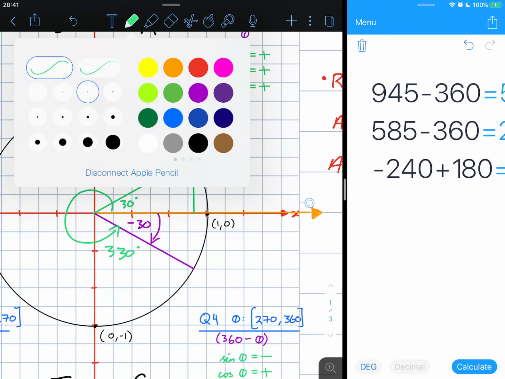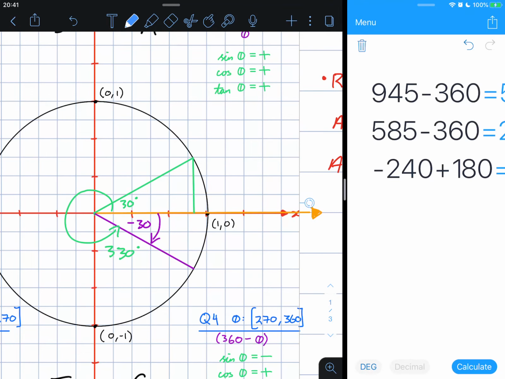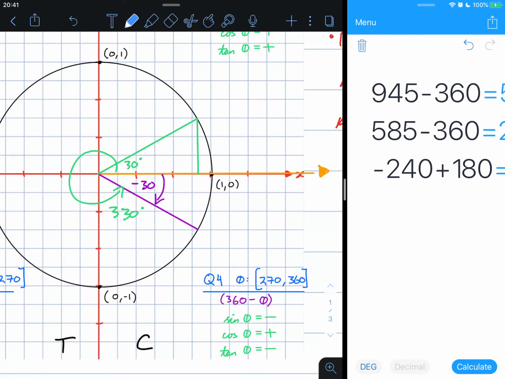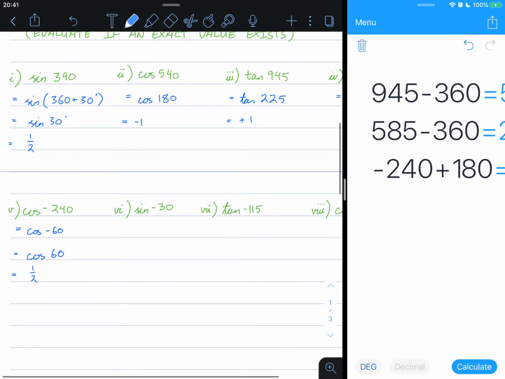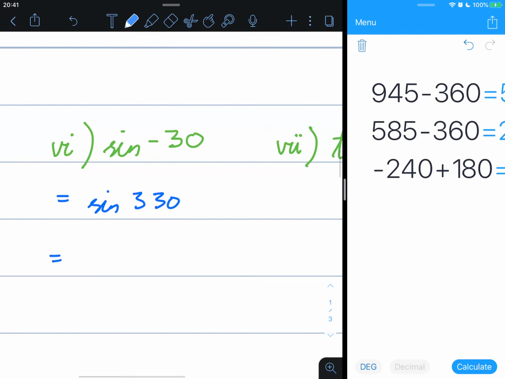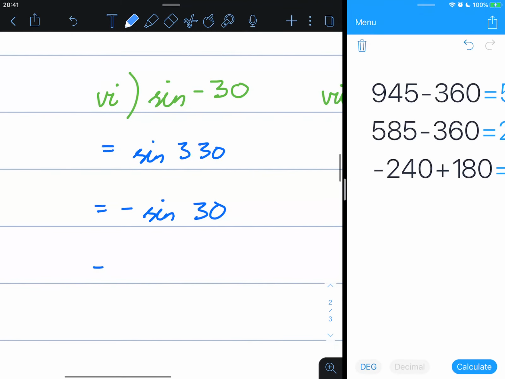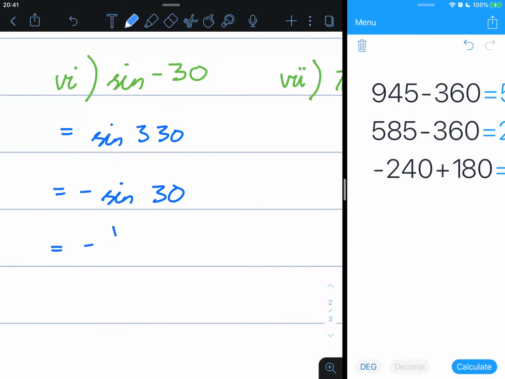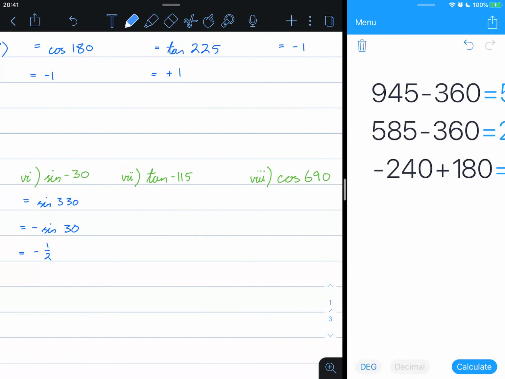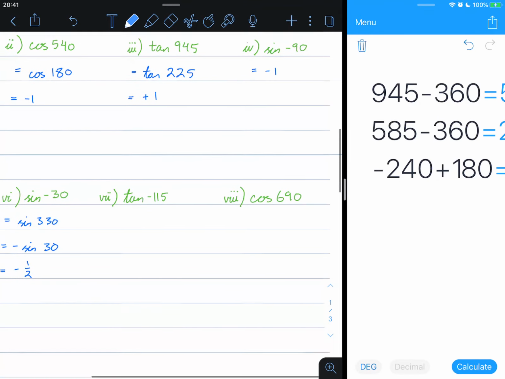However, because this angle stopped in the fourth quadrant, sine must be negative. So sine of negative 30 is the same as sine of 330, which is the same as negative sine of positive 30, which is equal to negative 1/2. Let's do two more. Tan of negative 115.